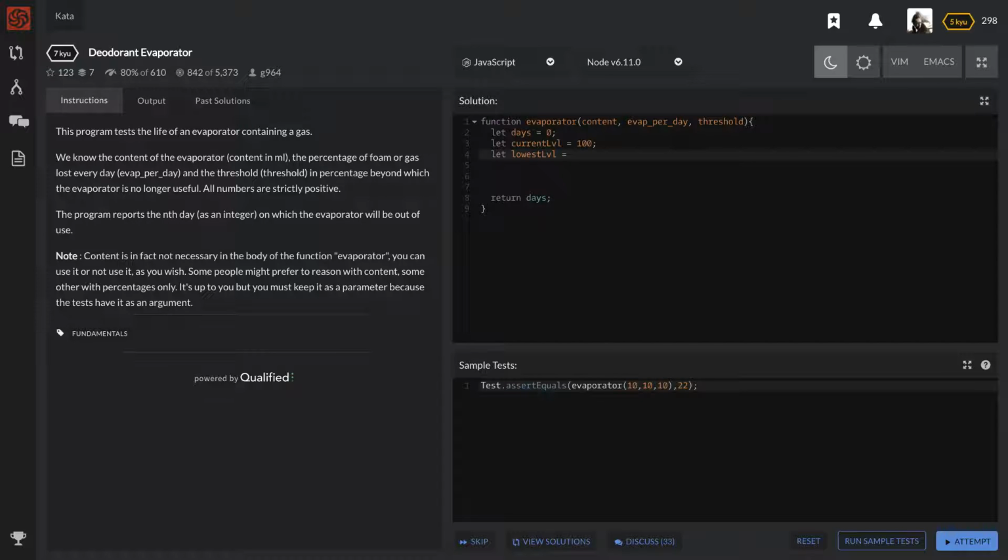Our lowest level is going to be 100 times the threshold times 0.1, because we're just going to make it into a percentage right here. And so we know that current level is going to be subtracted by the percentage of use every day.